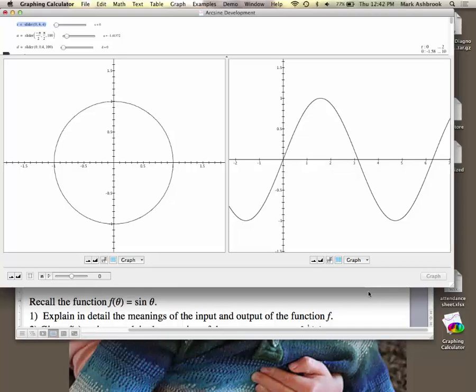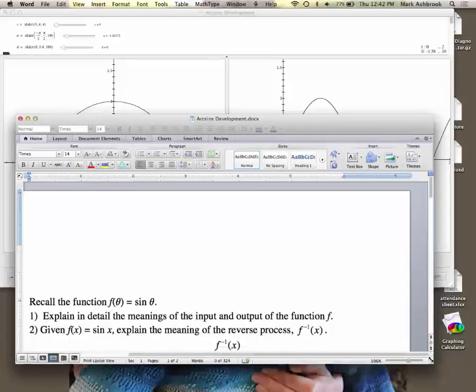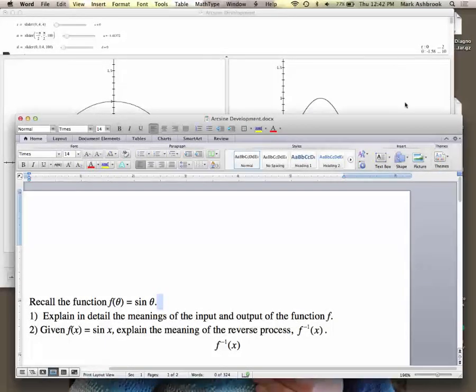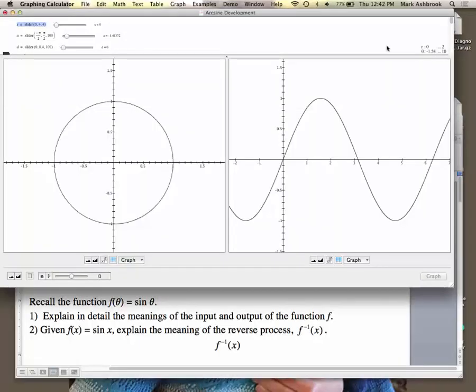Okay, so if we had the inverse function, what would that process be? Talk to the person next to you. If we had the inverse process of sine, which we'll denote with our inverse notation, what would the input be and what would the output be? Go. Tell the person next to you.